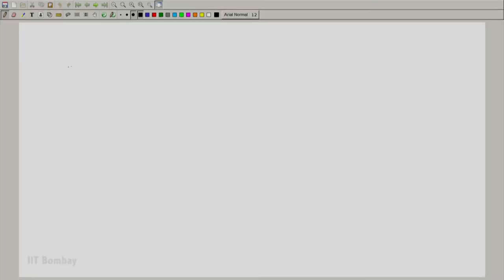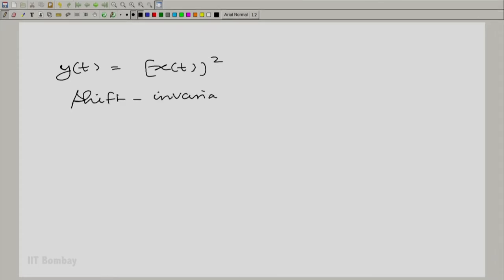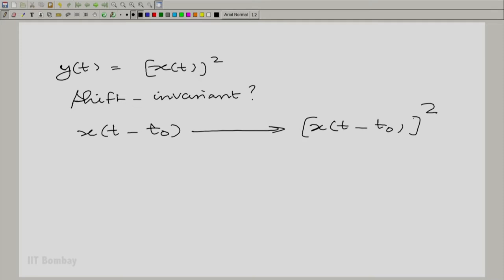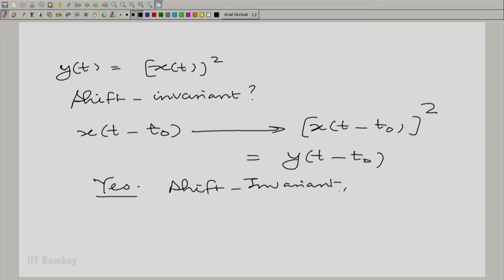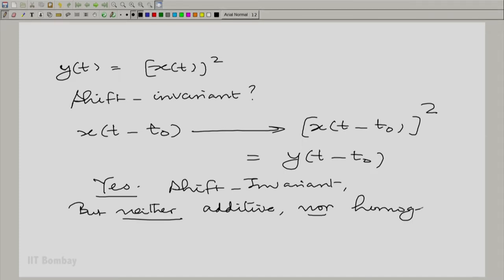So, let us begin with the example of y of t is x of t the whole squared. Is this shift invariant, we ask. And of course, we reason that if x of t minus t0 is given to the system, what comes out is x of t minus t0 the whole squared, which is indeed equal to y of t minus t0. So, the system is indeed shift invariant. And you now summarize, this system is shift invariant, but neither additive nor homogeneous.